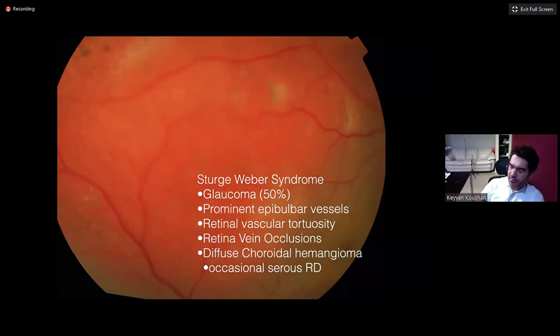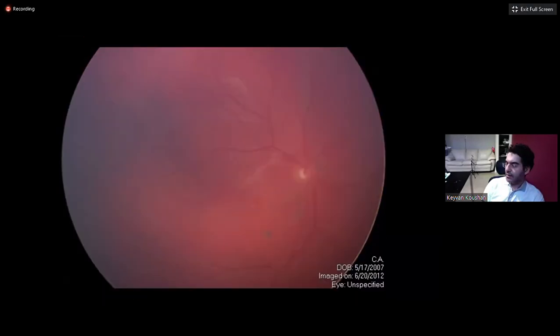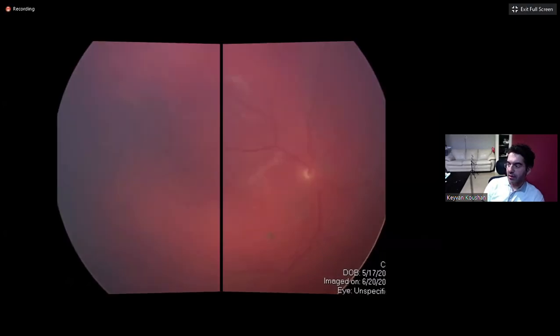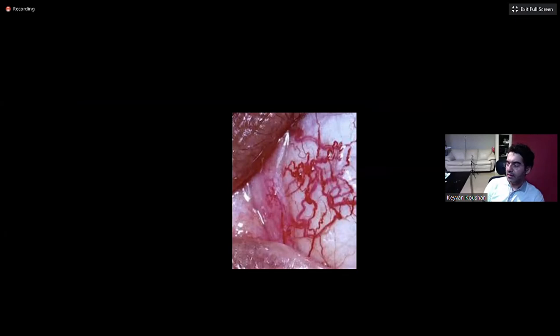He still has a bit of CME with those injections, but he's from out of town, so we decided to just watch a bit of cystoid macular edema. He just comes in for controlling his RVO. He doesn't have any seizures as far as I know, but he has glaucoma, he has RVO as part of the whole Sturge-Weber syndrome. And then this is another diffuse choroidal hemangioma, which is hard to see. It's hard to picture, apologies. And okay, so we finished with Sturge-Weber.